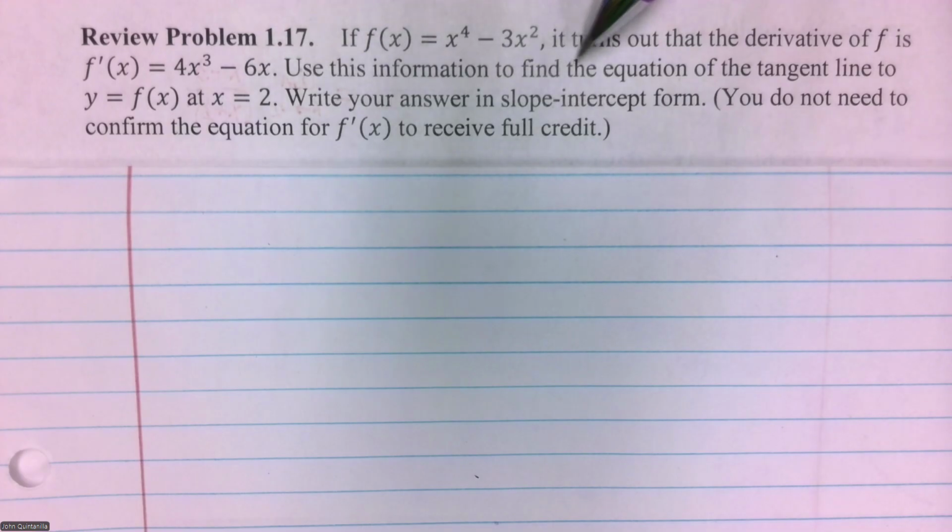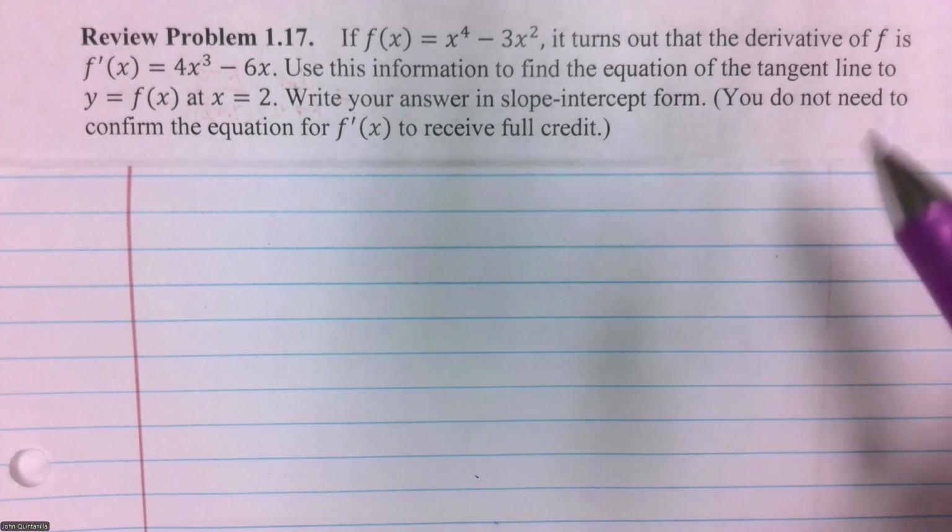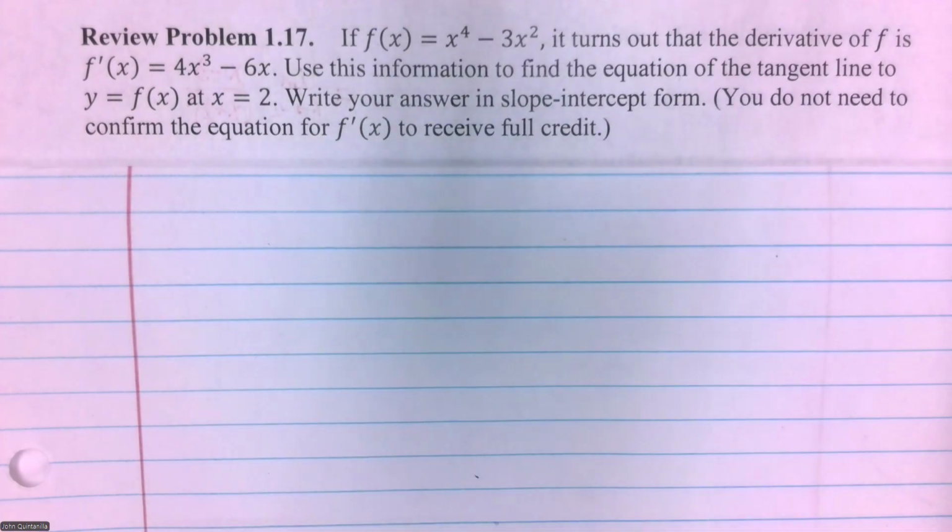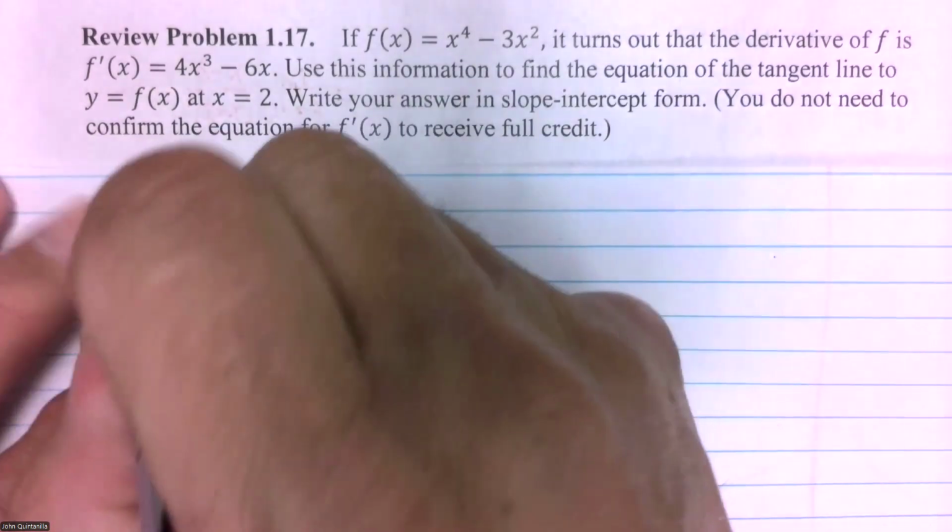Use this information to find the equation of the tangent line to y equals f of x at x equal to 2, write it in slope-intercept form. And again, we do not need to confirm that f prime is correct to receive full credit. All right, so step one.